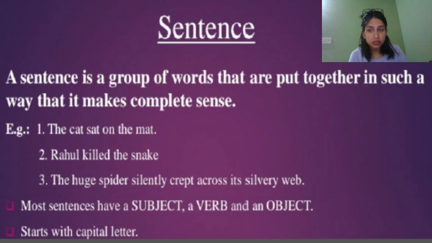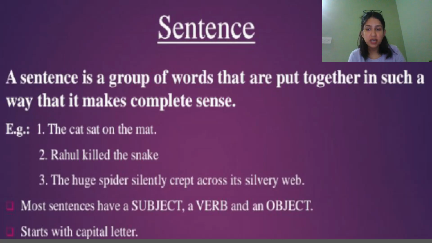Rahul killed the snake. Here the action is being done on the snake. Rahul, that is the subject, killed the snake. The huge spider silently crept across its silvery web. This whole group of words is also making complete sense. So this is how a proper sentence is made: a group of words making complete sense.